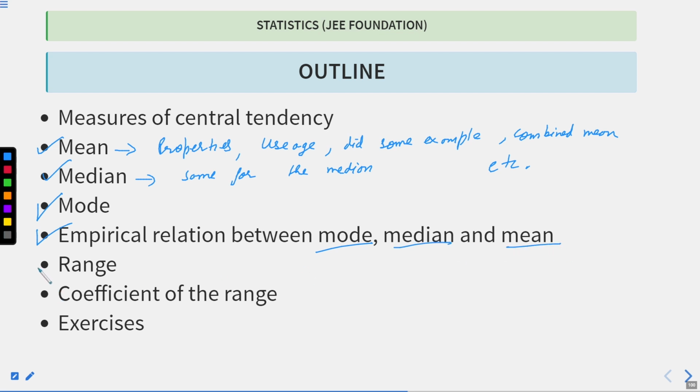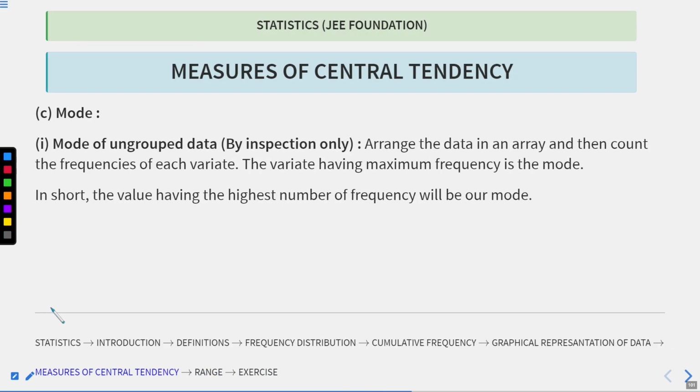We will also see what we mean by range and the coefficient of range, and we'll try some exercises to polish our concept on mean, median, and mode. So let's see the mode. The definition of the mode is: the value having the highest frequency is called the mode. A number which has the maximum frequency is called the mode.